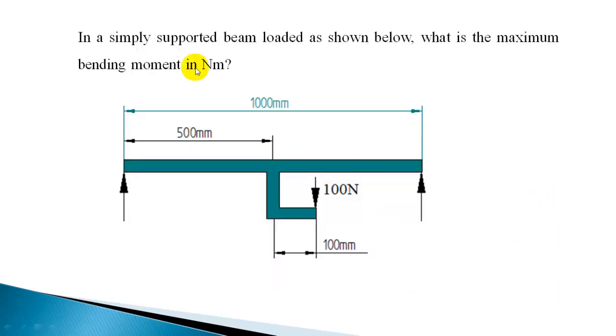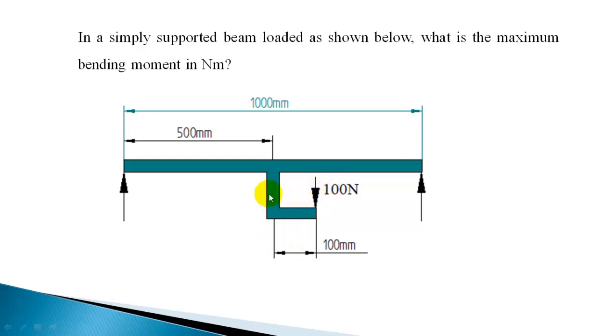Let us work out another example. In a simply supported beam loaded as shown below, what is the maximum bending moment in Newton meter? So it is loaded like this. 100 Newton is acting on an extension of the beam. So the beam is supported at these points, at the ends. At the center, 500 mm, this extension is connected, and 100 mm away from the center, this force of 100 Newton is acting.